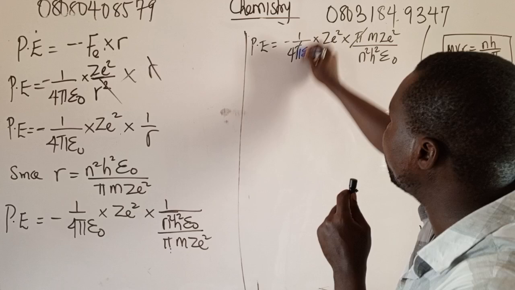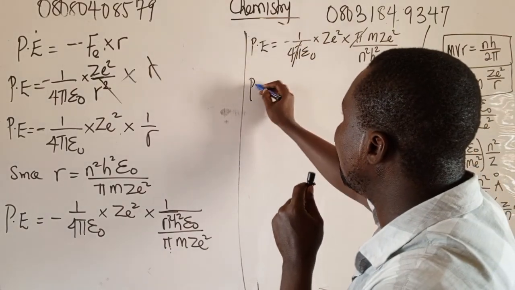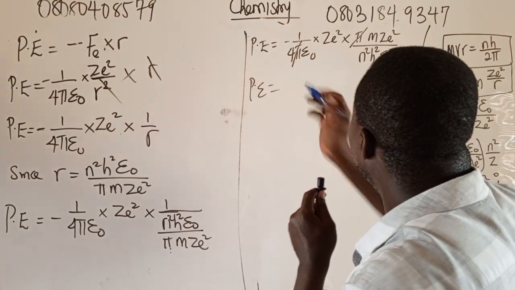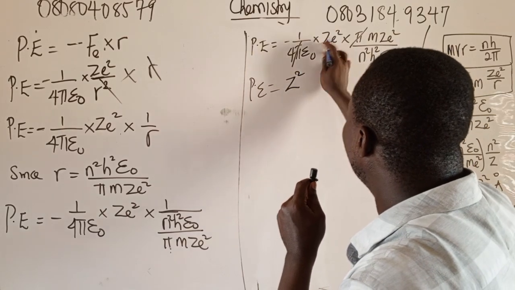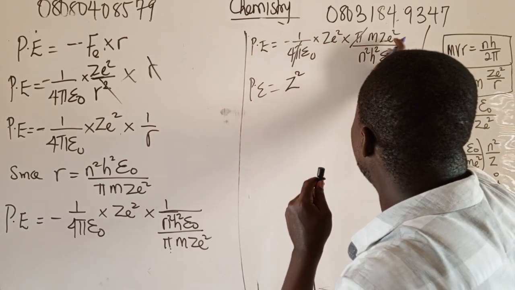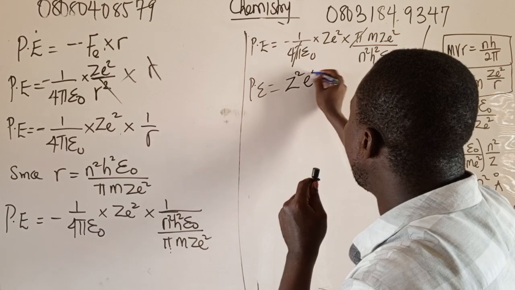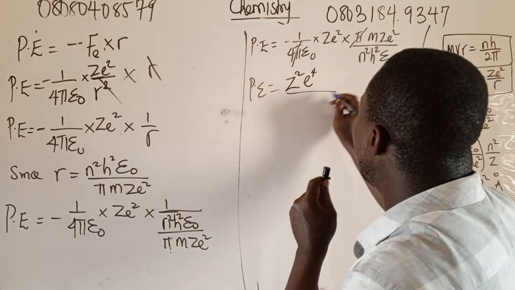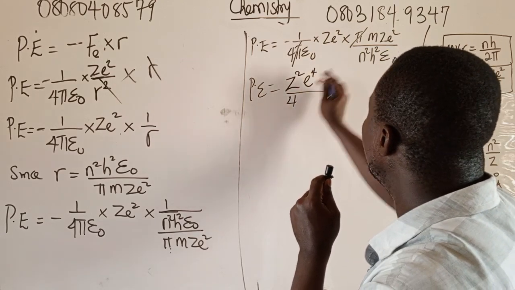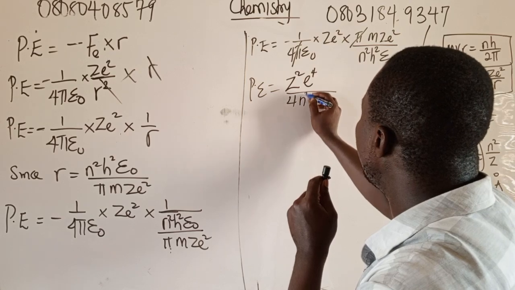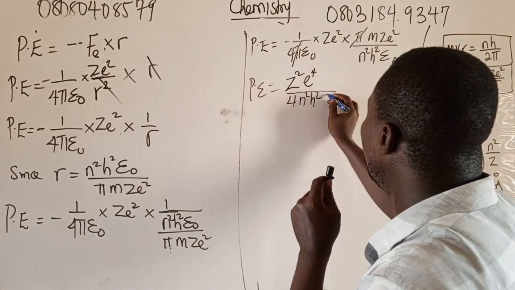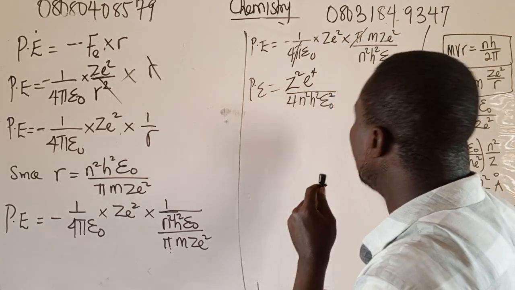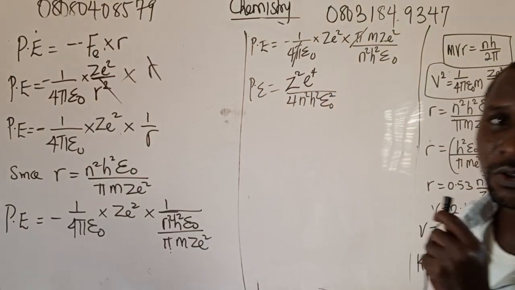Pi cancels pi. That means I will have potential energy equal to Z squared times Z squared, which gives Z squared. E squared times E squared will give you e raised to power 4. Don't forget. Then over, we have 4 pi squared h squared epsilon naught times epsilon naught, which will give you epsilon naught squared. Then collect the constants.